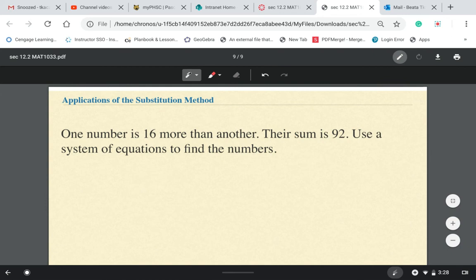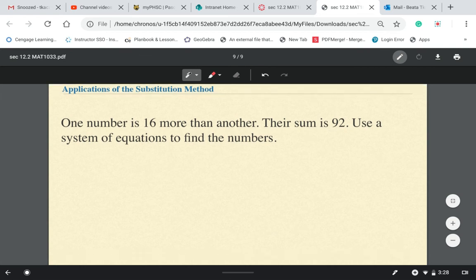Okay, and what I will do with you guys, I will solve one problem, which is an application of a system of linear equations. So to solve this problem, we're going to use what we learned. We have one number that is 16 more than another. Their sum is 92. Use the system of equations to find the numbers. So like you guys see, in this problem, we have to find two numbers. So we need to use two variables.